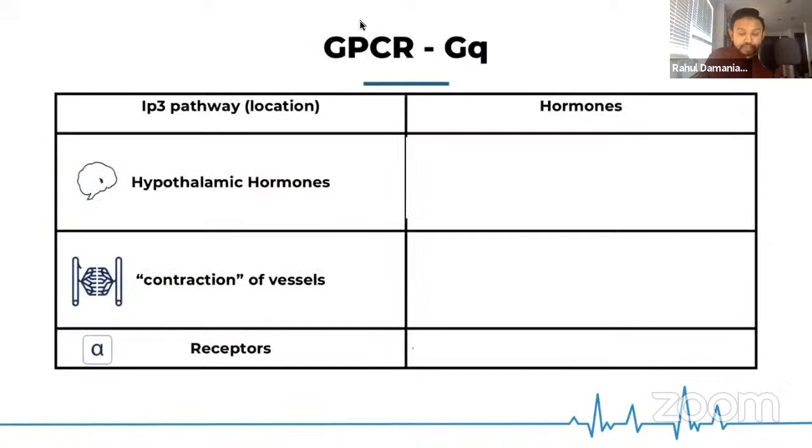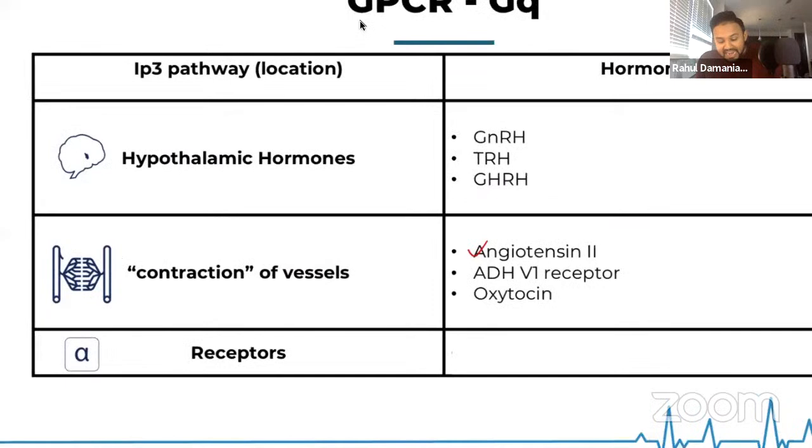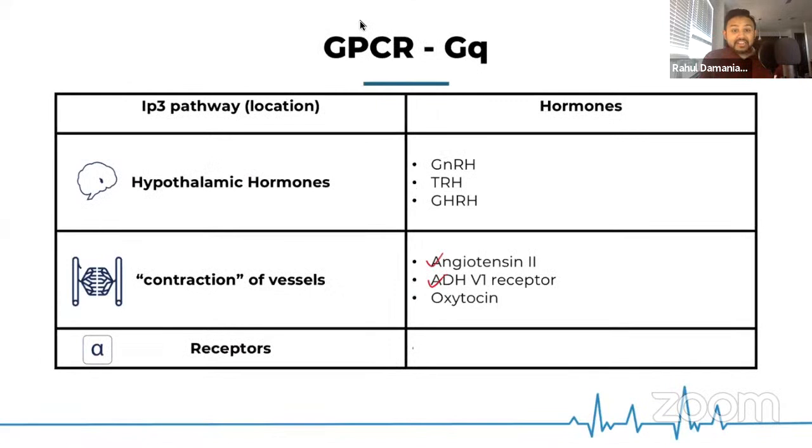Now, the GQ pathway, remember, is related to IP3, and the hypothalamic hormones, such as your releasing hormones, are going to be GQ mediated. So GnRH, TRH, growth hormone releasing hormone. I also like to think of hormones which cause contraction of vessels, and those same hormones will be related to the GQ pathway. Remember with IP3, you are going to get increased intracellular calcium release. And so that makes sense that if there's calcium, you're going to get vasoconstriction. So angiotensin 2 is going to be one of those hormones, and ADH hitting the V1 receptor. Remember, we just talked about ADH hitting the V2 receptor, but that was GS mediated.